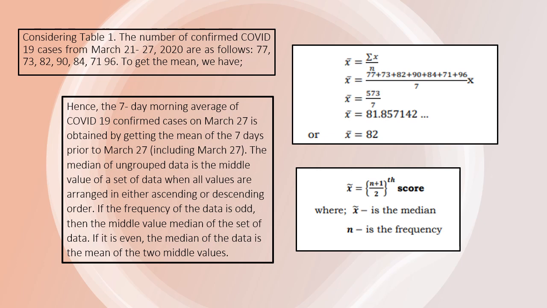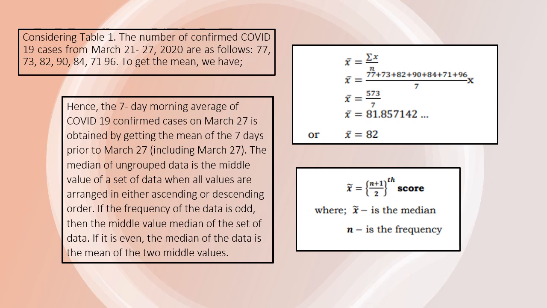Considering table 1, the number of confirmed COVID-19 cases from March 21 to 27, 2020 are as follows. To get the mean, here is the solution. Summation of x over n. So, add all the confirmed cases divided by n. So, 573 divided by 7, our mean is 81.857142. So, we round it off. Our mean is equal to 82.